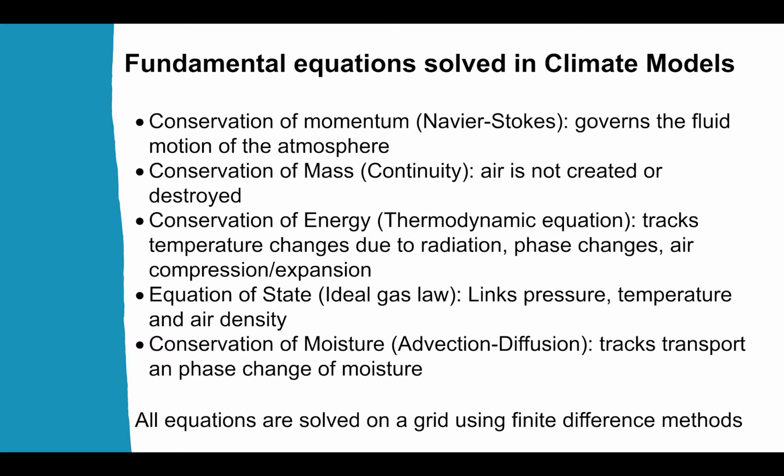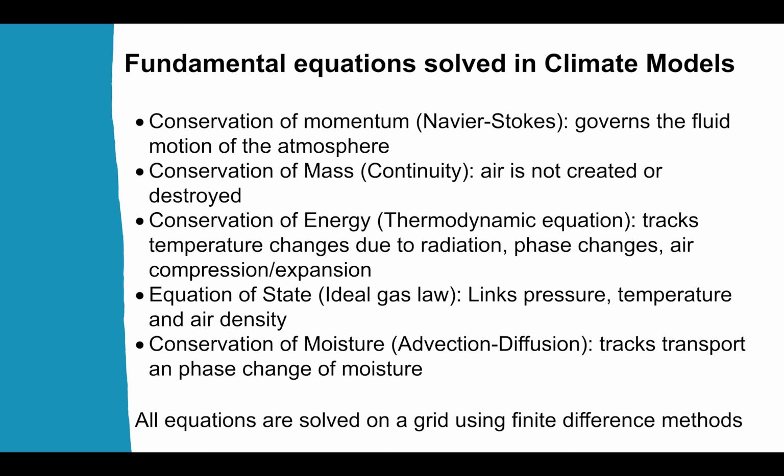Some of these other things that we care about, so the conservation of mass and the conservation of energy, are all fundamental physical laws that we make sure our models follow. For the atmosphere, we have an equation of state, which is the ideal gas law. Probably most people are familiar with that. So that links pressure, temperature, and air density in the atmosphere. And of course, we conserve moisture. So we move moisture around and we let it change phase appropriately in the model.